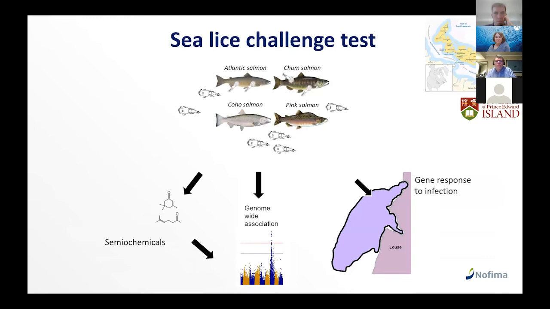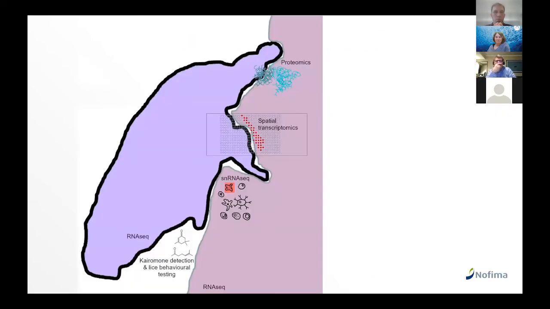So, over to the status of the project. So far, we have done a sea lice challenge test with 4 salmonid species, 2 susceptible and 2 highly resistant. This was done in Canada. We have collected an enormous amount of samples from the trial to be able to look into the gene expression response to the infection, performing a genome-wide association study, as well as looking into different aspects of semiochemical production. To investigate the interaction between the lice and the fish and to identify genes and mechanisms involved in resistance, highly advanced methods will be used.